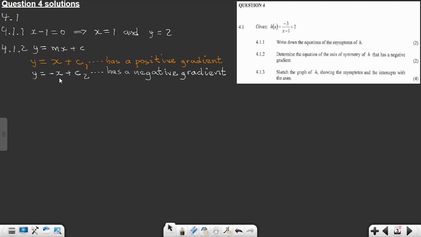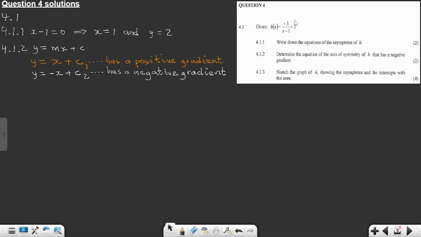I want you to be aware of something. For the axis of symmetry, the gradient is always equal to the value 1. Let me say that again. The gradient of the axis of symmetry of a hyperbola has a value of 1. So it can be a positive 1 or a negative 1. So it is always a negative 1 or a positive 1 for the gradient of the axis of symmetry of a hyperbola.